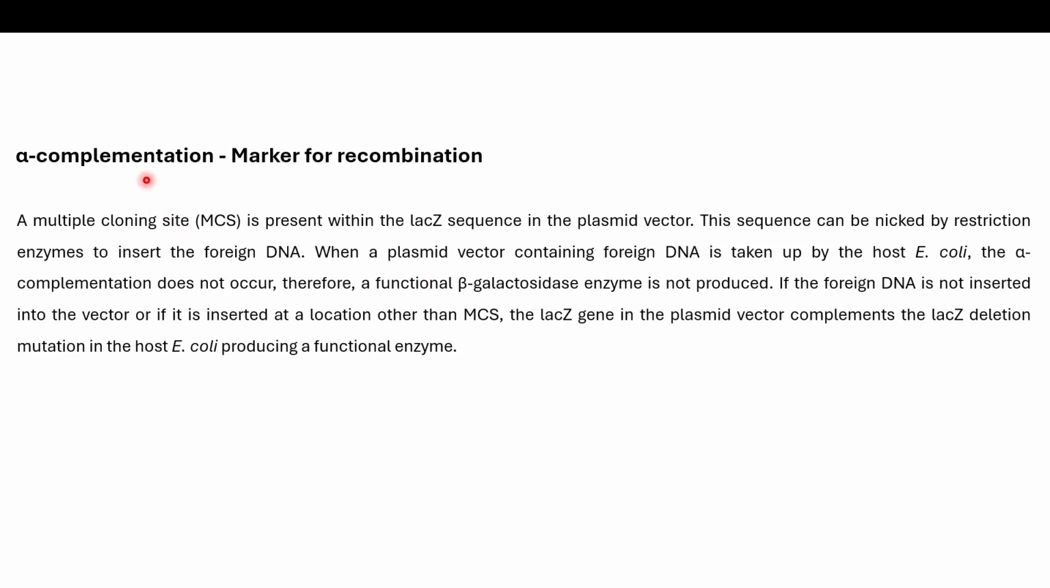Now, alpha complementation is again a selection marker for recombinant DNA. The multiple cloning site is present within the lacZ sequence in the plasmid vector, what we saw in pUC19 also. The sequence can be cut by restriction enzymes to insert the foreign DNA. When a plasmid vector containing foreign DNA is taken up by the host E. coli, alpha complementation does not occur, thereby a functional beta galactosidase enzyme is not produced.